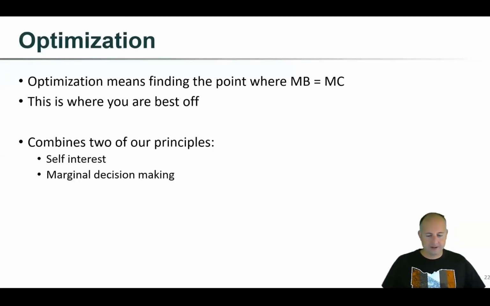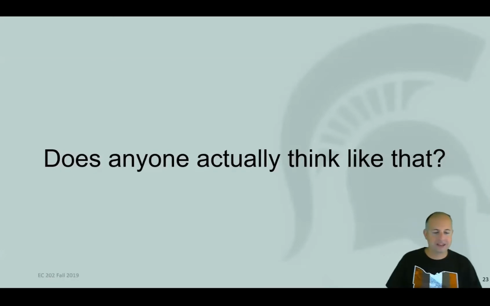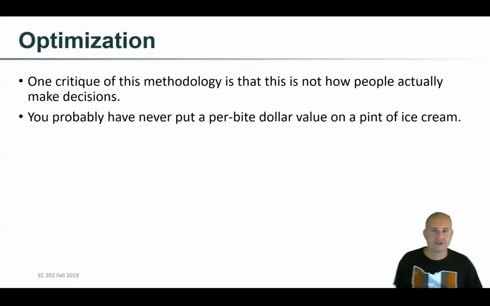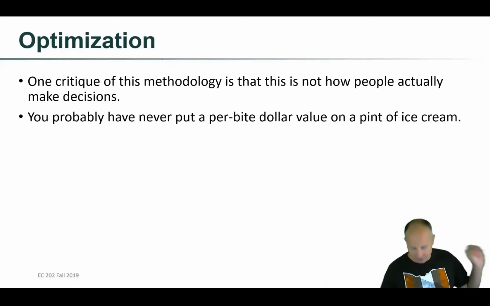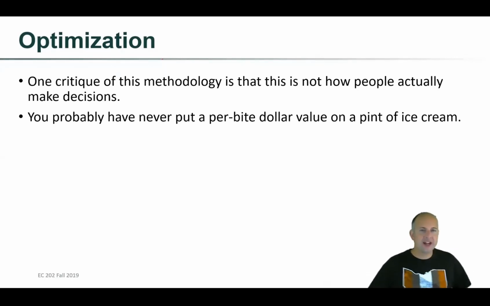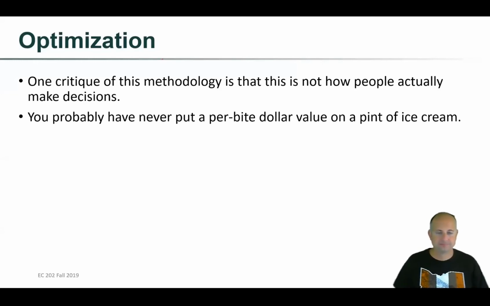So this probably, when I first learned this, brings up a question. Does anyone really think like that? One critique of this methodology is that this is not how people actually make decisions. You probably have never put a per bite dollar value on a pint of ice cream. When I was house hunting, we had a general idea of how big of a house we wanted, but we did not have a per dollar square foot. If we had two houses we liked, exactly how much more I would be willing to pay for a house that was 25 square feet larger.